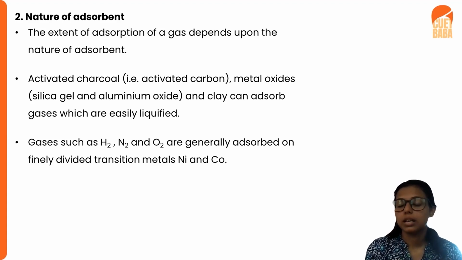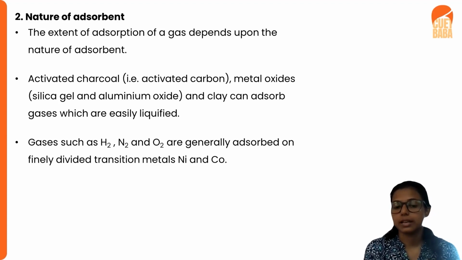But the not easily liquefiable gases like hydrogen, nitrogen, oxygen can only be adsorbed by finely divided transition metals like nickel and cobalt. The traditional adsorbents that we use in households, etc., are activated charcoal, metal oxide, and clay. They can only adsorb easily liquefiable gases, but specific materials like finely divided transition metals like nickel and cobalt are required for the adsorption of not easily liquefiable gases like hydrogen, nitrogen, oxygen, etc.